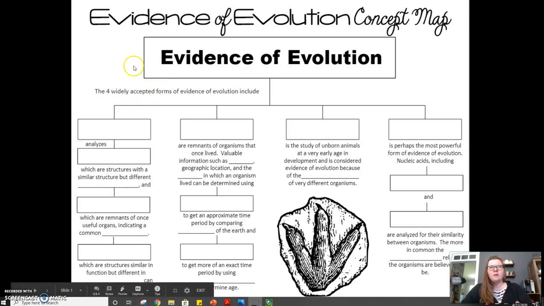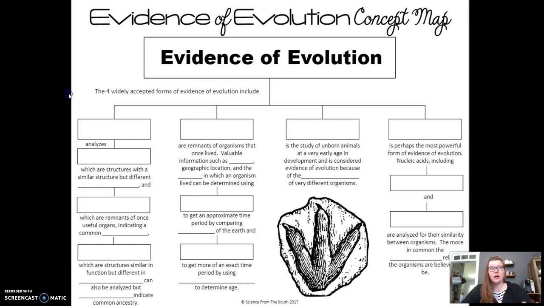So we're going to talk about 4 widely accepted forms of evidence for evolution. So there are more than 4, but these are kind of the big 4, right? So our first one is comparative anatomy. So comparative anatomy is going to analyze different structures. So the first type is going to be homologous structures.